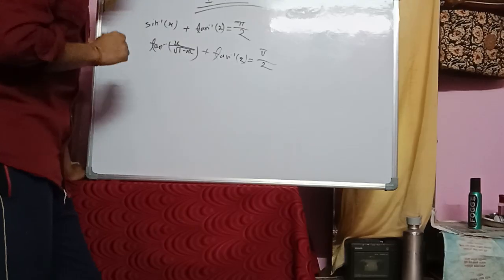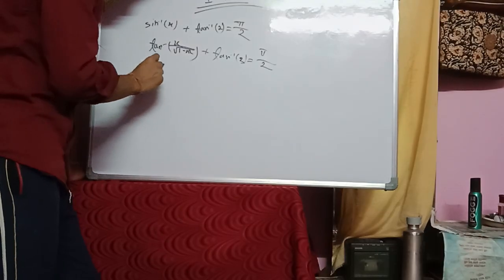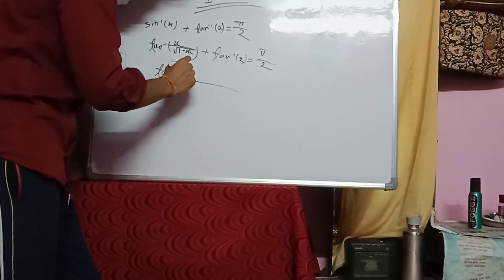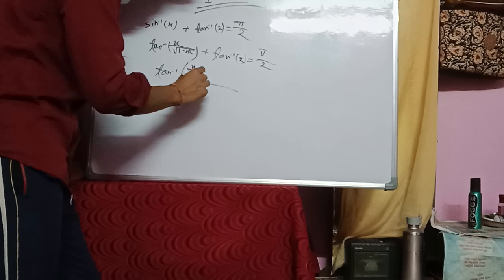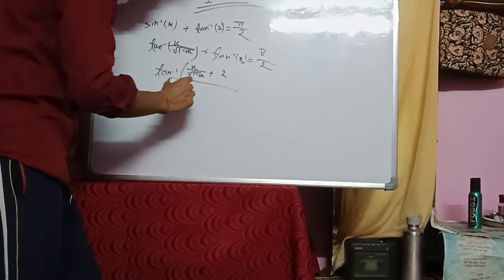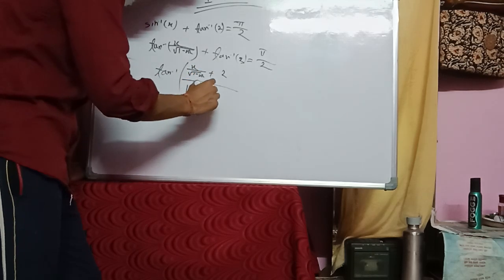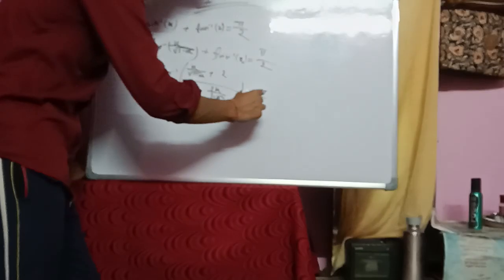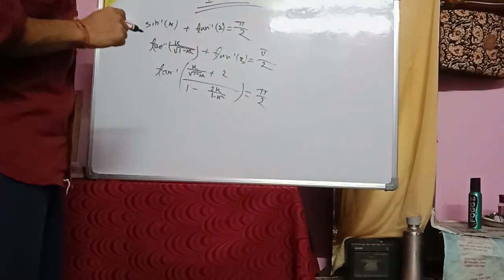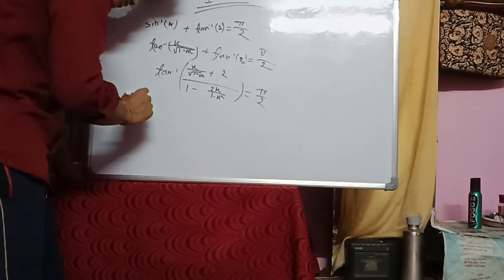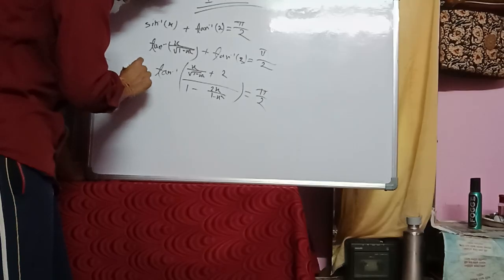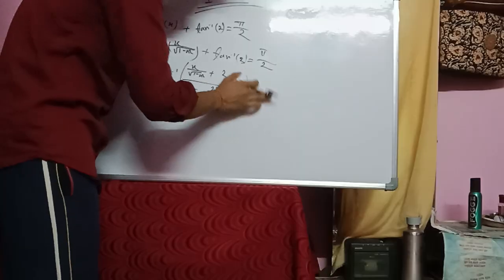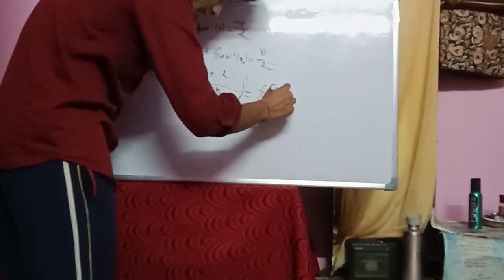Now we know what this would be. This would be tan inverse of x over root over 1 minus x square plus 2 over 1 minus 2x times root over 1 minus x square, and this will be 5π over 2. Now we can apply the tan function to both sides. So tan of tan inverse of this thing, and on the right side we will have tan of 5π over 2.